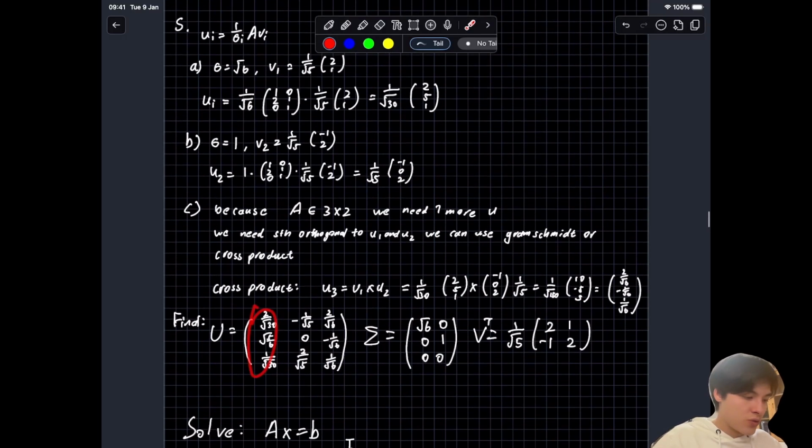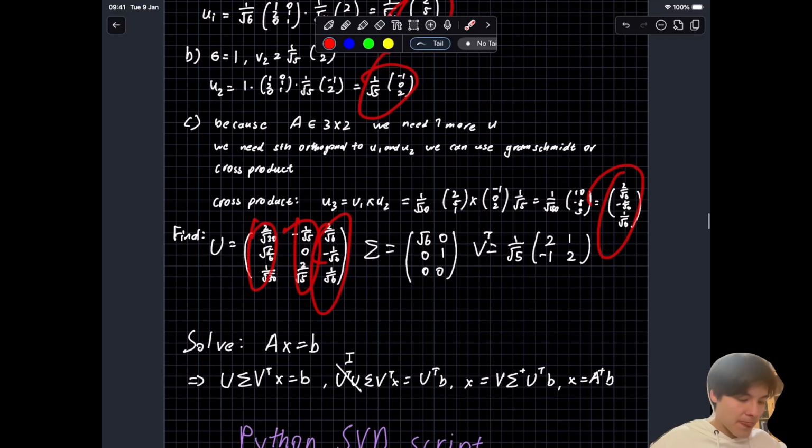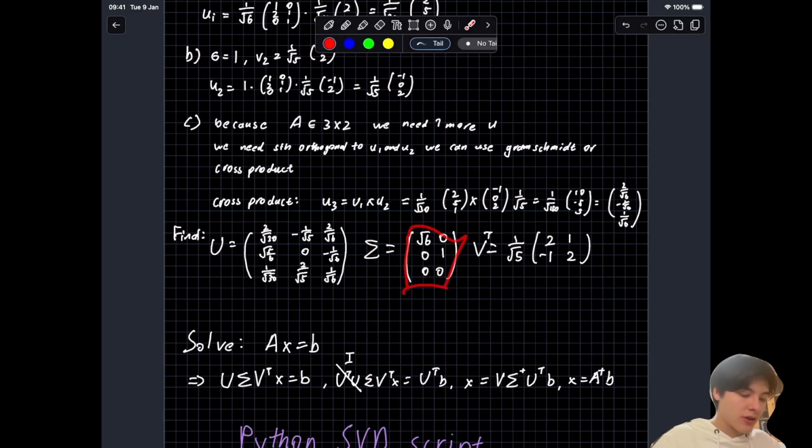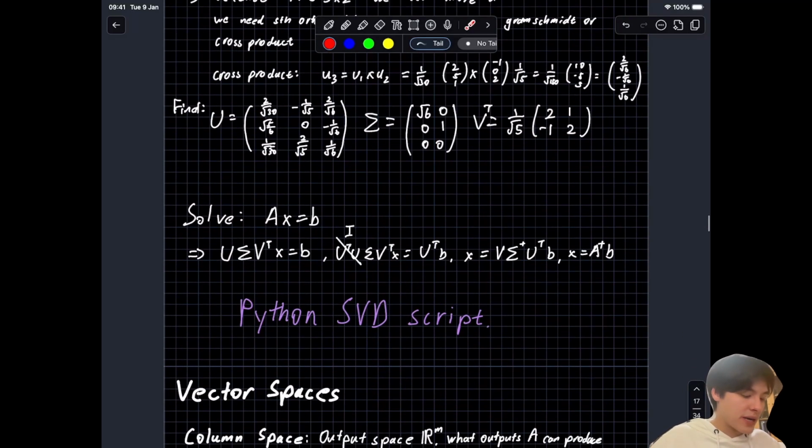So this would be U1, U2, U3. And then our diagonal, because it's longer, we have a 0 row, but the singular values go on the diagonal. We have our V, and then with this we can basically solve it.